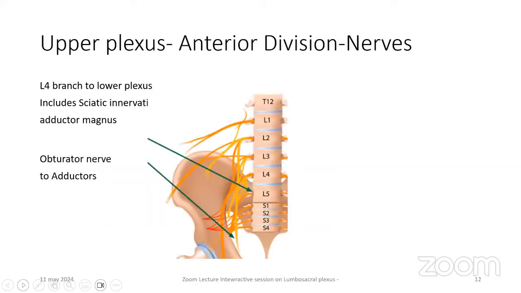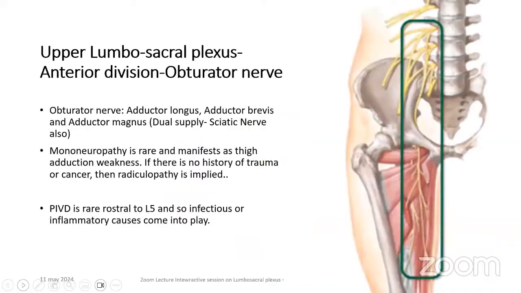The L4 branch to the lower plexus includes sciatic innervation of adductor magnus muscle. And the other division is the obturator nerve to adductors. So that finishes with upper plexus review of anatomy. And the obturator nerve, which supplies the adductor longus, adductor brevis, and adductor magnus, which has got dual supply. Sciatic nerve also supplies this part, adductor magnus. Mononeuropathy is rare and manifests as thigh adduction weakness. If there is no history of trauma or cancer, then usually it is radiculopathy.